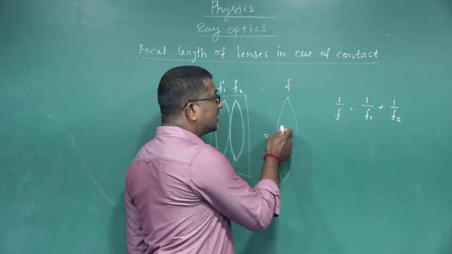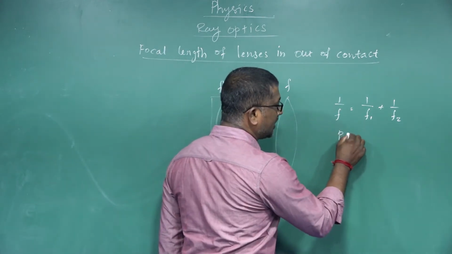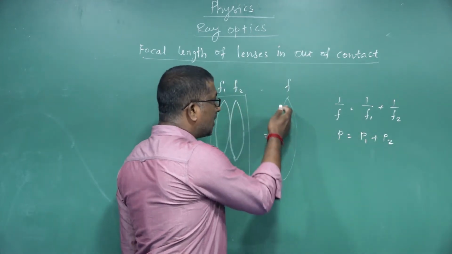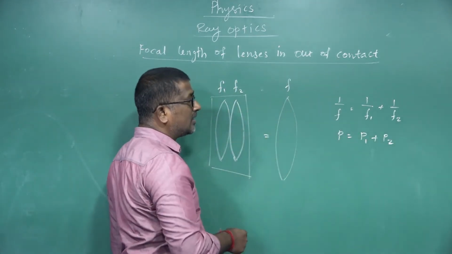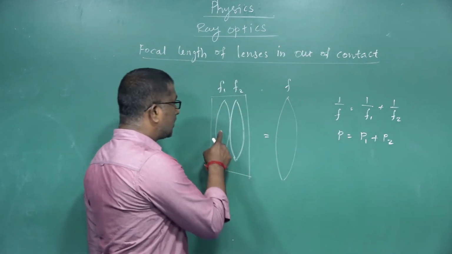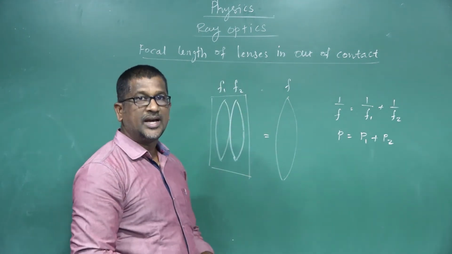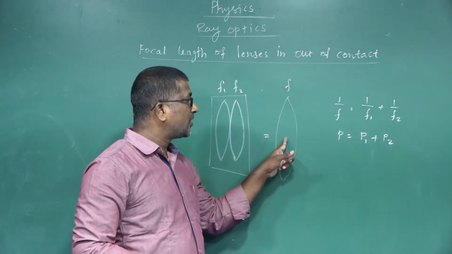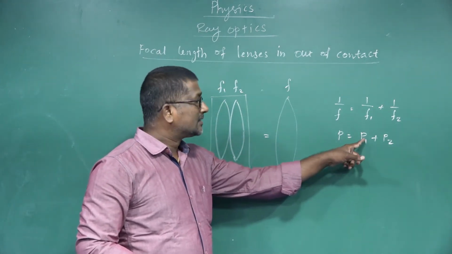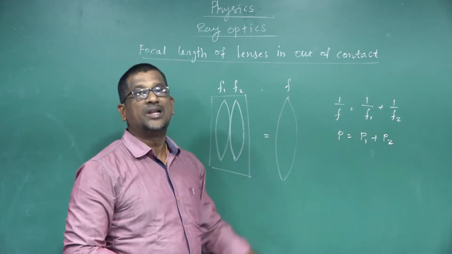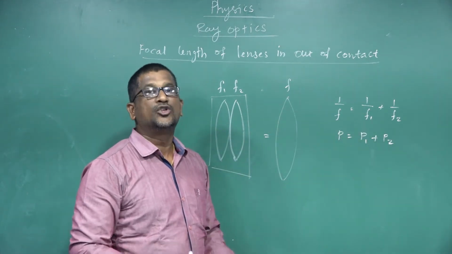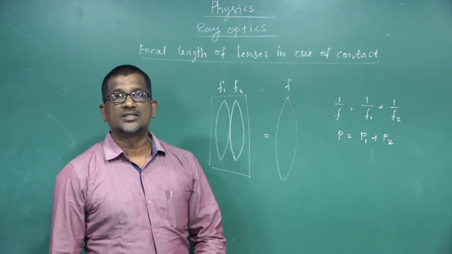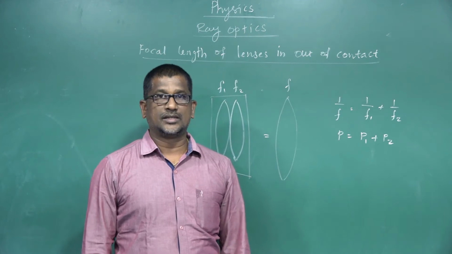Then its effective power is given by P is equal to P1 plus P2, where P is the power of the equivalent lens and P1 and P2 are the powers of the individual lenses. From this equation, it is clear that the effective power of the combination is equal to the sum of the powers of the individual lenses. So these are the things we discussed in the previous class.